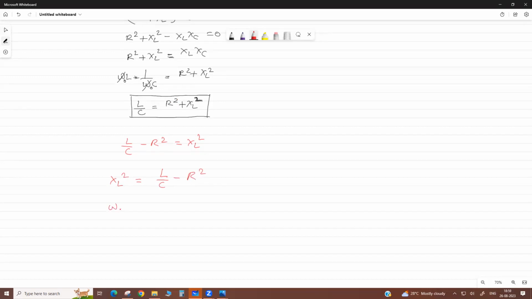XL means omega naught L, all square. XL square means omega square L square. Then L by C minus R square. So now if we take omega naught square, then L by C is multiplied, no? Here it is divided. So if it is divided by L square, it comes 1 by LC, because one power is removed. Minus this becomes R square by L square.